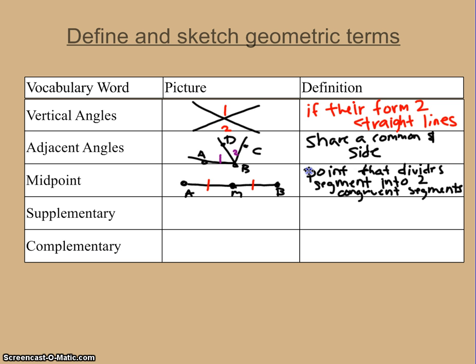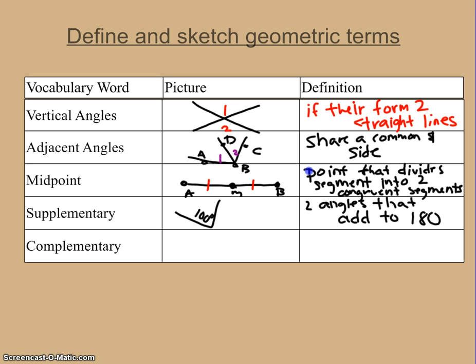Supplementary angles are two angles that add to 180 degrees. So for instance, kind of like we already saw in the last video, two angles that add together to make a straight line here. So if I labeled these 1 and 2, those would be supplementary angles. They don't have to be right next to each other though.